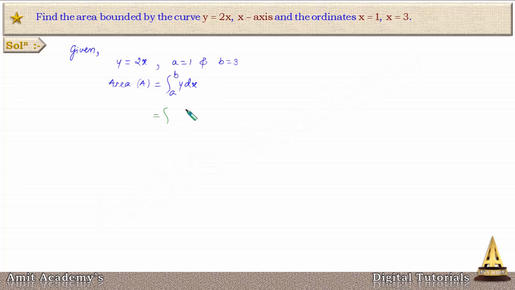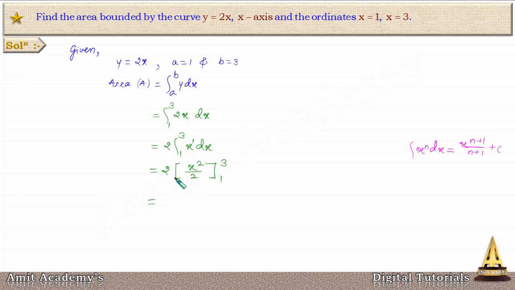So A equals integration from 1 to 3, y is 2x, dx. Now this 2 is a constant, so it gets written outside the integration, and I get 2 integration 1 to 3 x dx. Here the power of x is 1, so for this integration we can use the formula of x raised to n: integration x raised to n dx is x raised to n plus 1 upon n plus 1, plus c. Here n is 1, so I can write in square bracket x squared upon 2, and the limits are from 1 to 3.